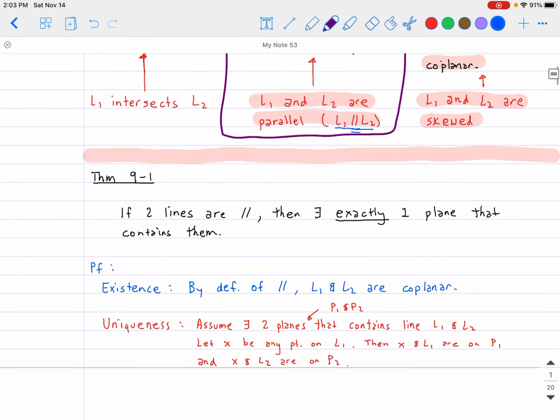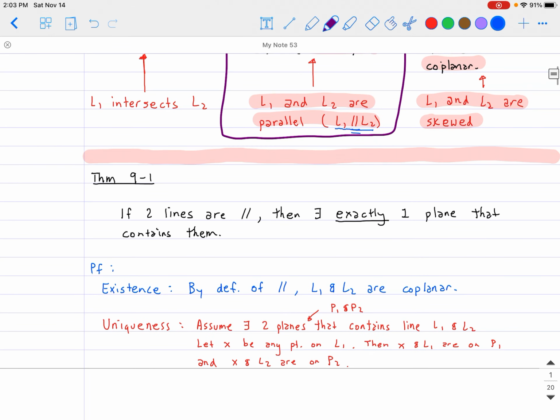Okay, so here is the first theorem, which states the following. In this theorem, it says that if two lines are parallel to each other, so they are coplanar in the first place, then there is exactly one plane that is going to contain them. Once again, you can see the words exactly one or only one. That means that you are going to prove existence and uniqueness, meaning that there should only be one in this case, not 2, not 3, and so forth. All right, so what we're going to do is go ahead and prove it according to existence and uniqueness.